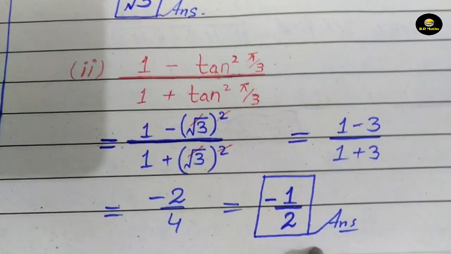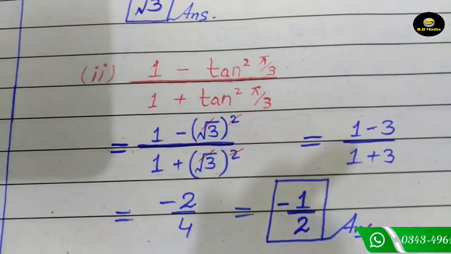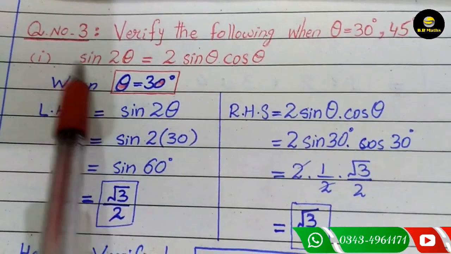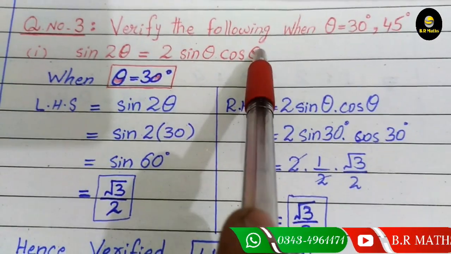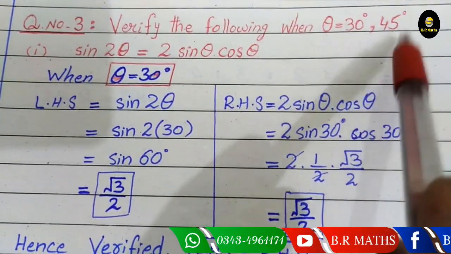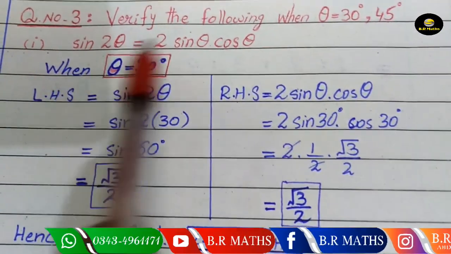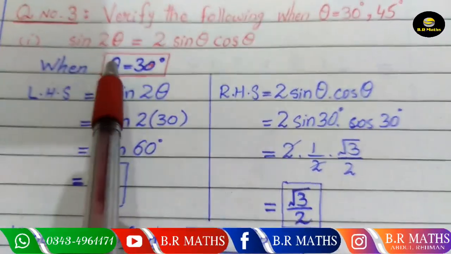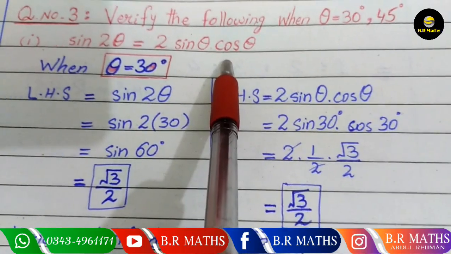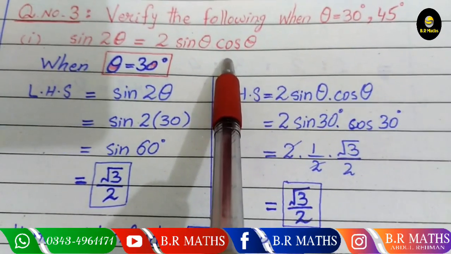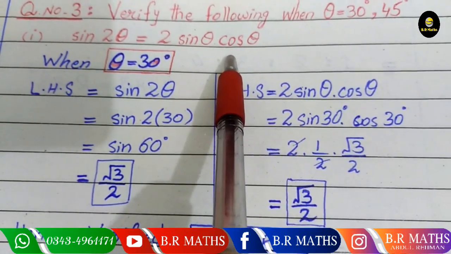So students, this is a very simple question. And the next question, number 3: verify the following when theta is 60 degrees and 45 degrees. So in this part, all the questions are identities. Identities means those which are satisfied for all values of a variable.